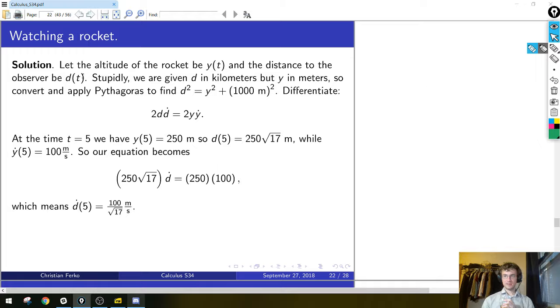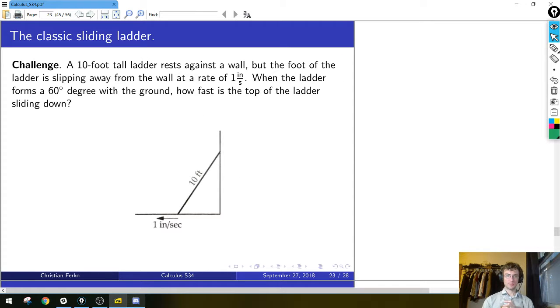Okay, so it sounds like our arithmetic worked out, which is nice. Here's another classic problem. I don't know why calculus problems so often involve ladders, carrying ladders around a corner or ladders sliding down a wall, but in this problem we have this ladder with a fixed length of 10 feet, which is resting against a wall.